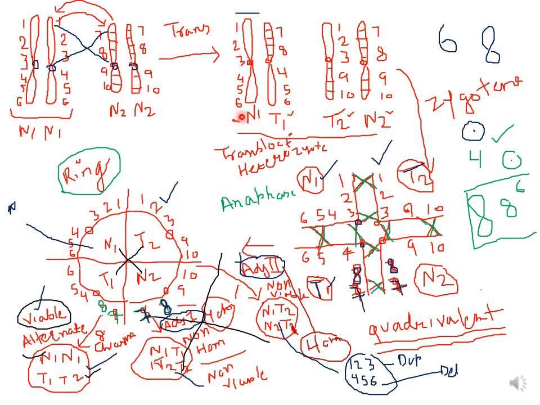Referring to these books, let us summarize what we have done. For example, this N1 represents one pair of homologous chromosomes. Say this is the maternal chromosome and this is the paternal chromosome, and this N1 has 6 genes, and say N2 represents the non-homologous chromosomes with gene numbers 7 to 10. Suppose now translocation happens, an illegitimate crossing over happens between these two non-homologous chromosomes.